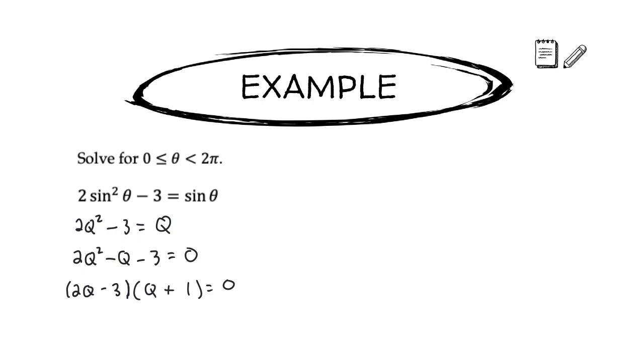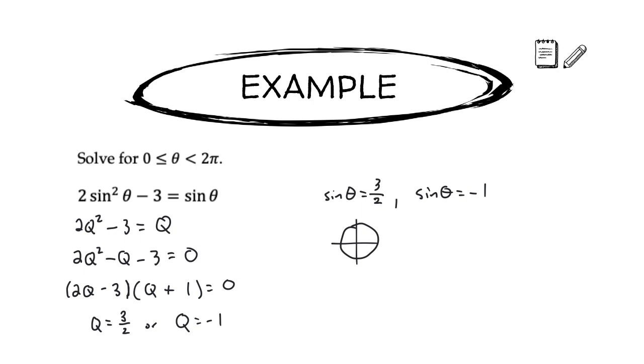And this leads to two solutions for q. Q could either be equal to 3/2, or q could be equal to -1. Now I'll substitute sine theta back in for q. Sine theta could be equal to 3/2, or sine theta could be equal to -1. This first equation is, of course, a dead end because sine theta has a range from -1 to +1. It never achieves a height of 1.5. But the second one has a solution.